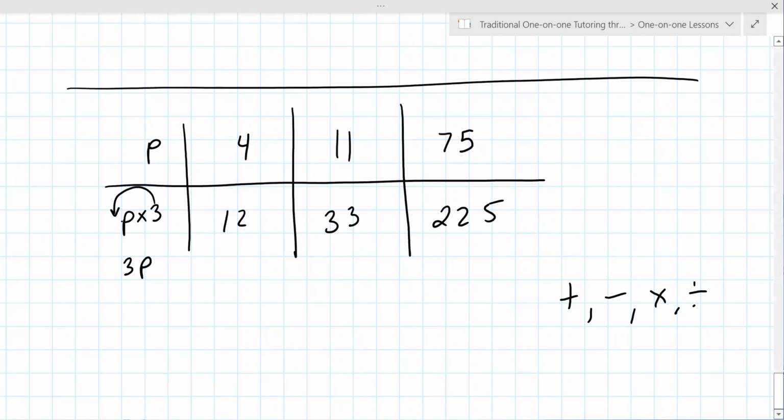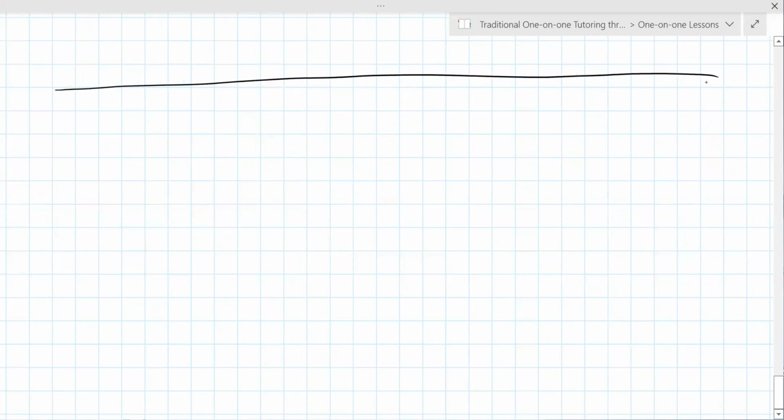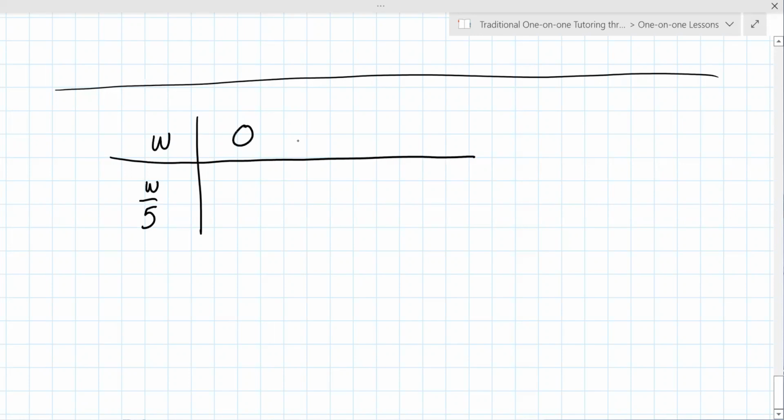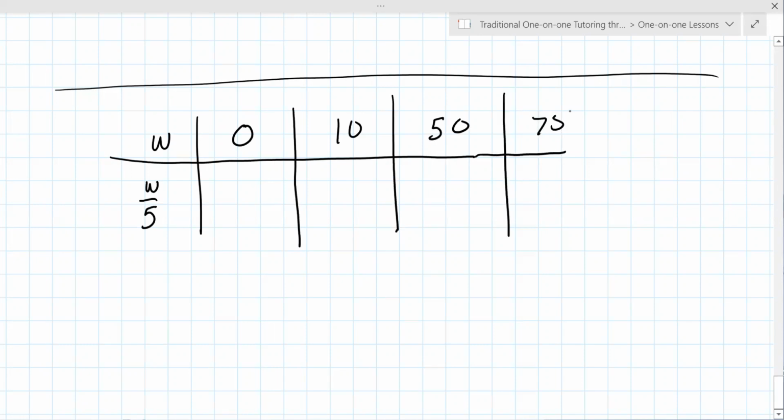Okay, all right. Now let me give you a table and you can fill in the rule here. Or I'll give you the rule. W over 5: 0, 10, 50, 75. Can you fill in the rest of this chart, please? Okay.